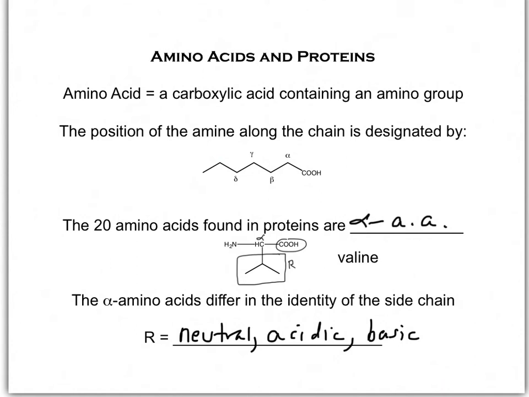Yes, Adam? Is the amino group in an amino acid always primary? Yeah, the amino group is always going to be an NH2.